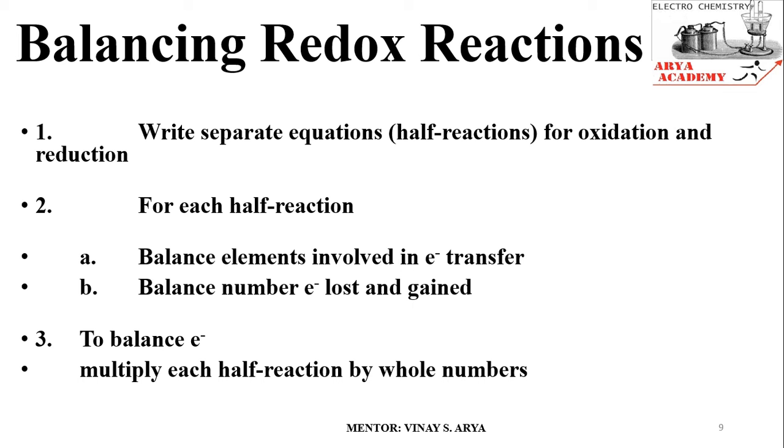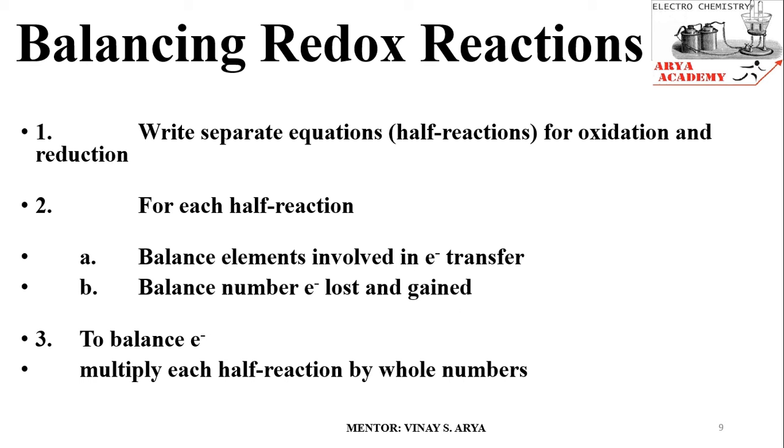These two half reactions now will be balanced with the electrons. So balance the elements involving the electron transfer. Then the second part of this point is to balance the number of electrons which are lost or gained. And the last point is to balance the electrons, meaning if, suppose, in one reaction you have 2 electrons while in the other reaction you have 5, multiply the first equation by 5 and the second by 2 so that the multiple comes as 10 and those 10 electrons will be removed. Students, this is the basic criterion.